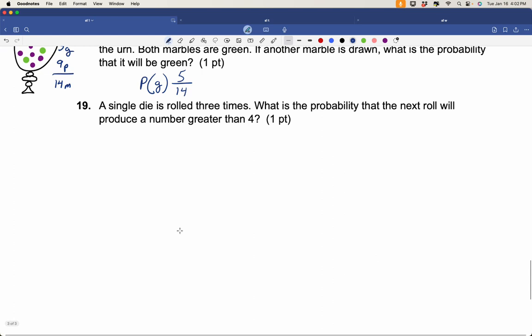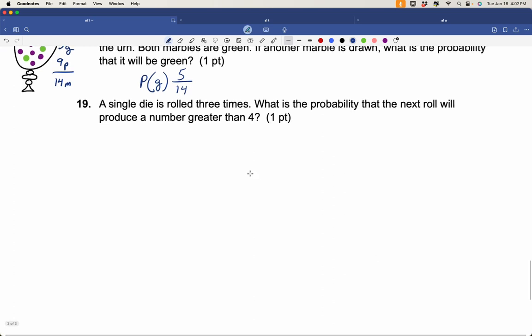Last problem of Monday's work. A single die is rolled 3 times. Okay, what is the probability that the next roll will produce a number greater than 4? 1, 2, 3, 4, 5, 6. That's all the possible outcomes. So there's 6 outcomes. Of those outcomes, 5 is greater than 4 and 6 is greater than 4.